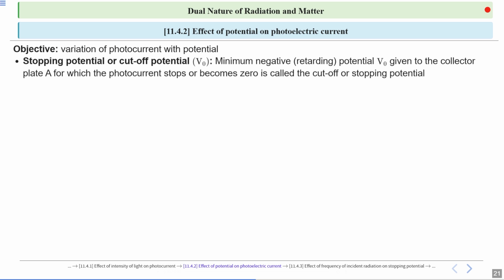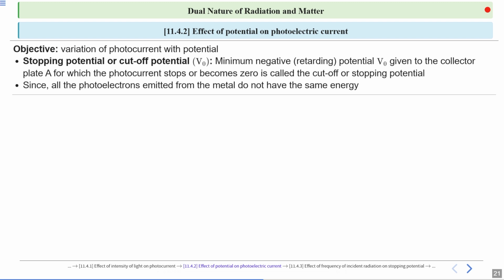Now, the stopping potential, also called the cutoff potential, which we write as V naught. This is the minimum negative voltage we need to apply to the collector plate so that the photocurrent drops to zero. In other words, it's the point where even the most energetic photoelectrons can't reach the collector. V naught is measured in volts and tells us about the maximum kinetic energy of the emitted electrons.